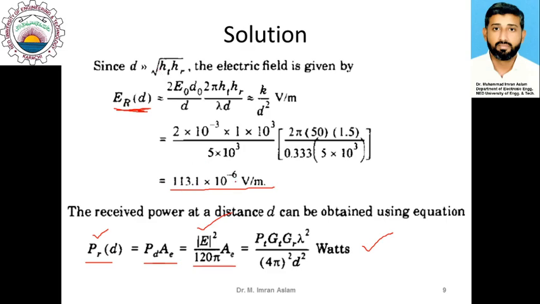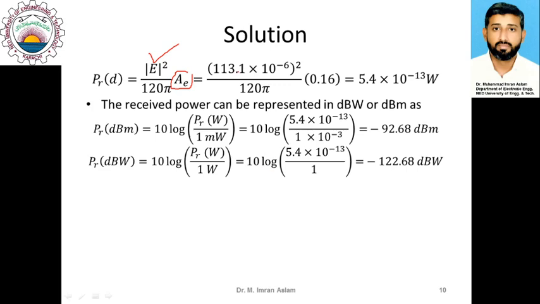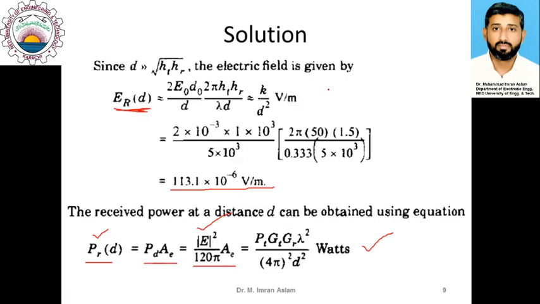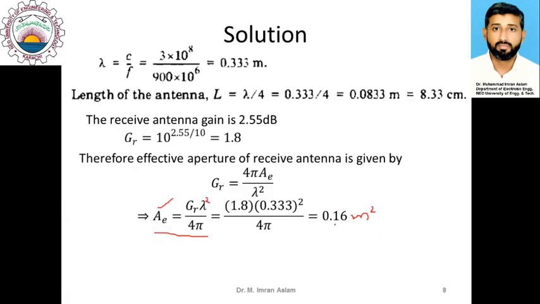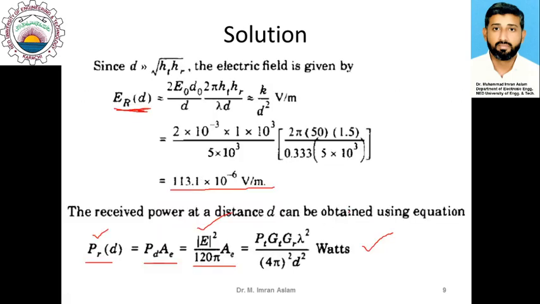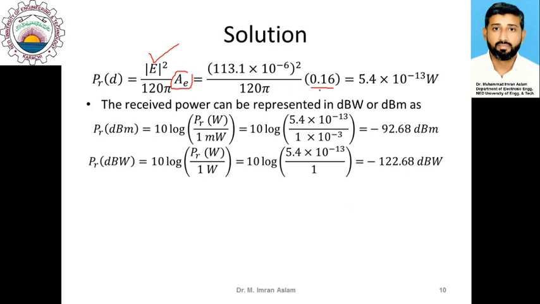113.1 into 10 to the power minus 6. So we can substitute that value here, divided by 120 pi, and AE we have also calculated previously, which is 0.16 meter square. So we can substitute that value here. So if we simplify all this, you would see that the received power comes out to be 5.4 into 10 raised to the power minus 13 watt. 5.4 into 10 raised to the power minus 13.